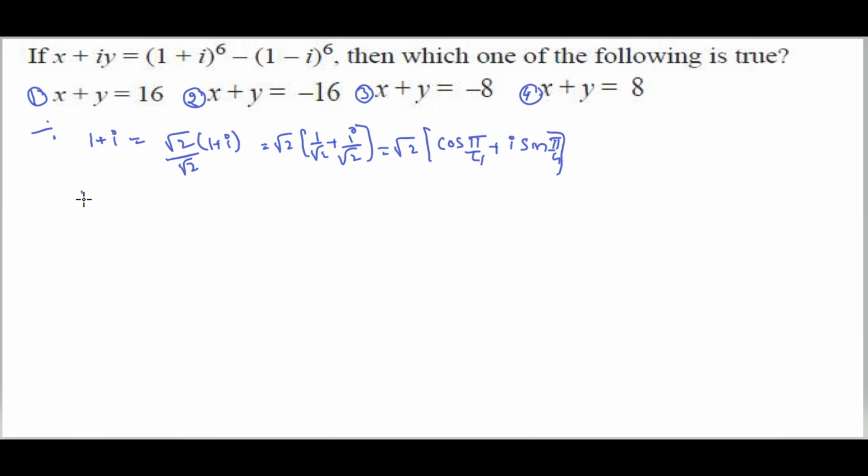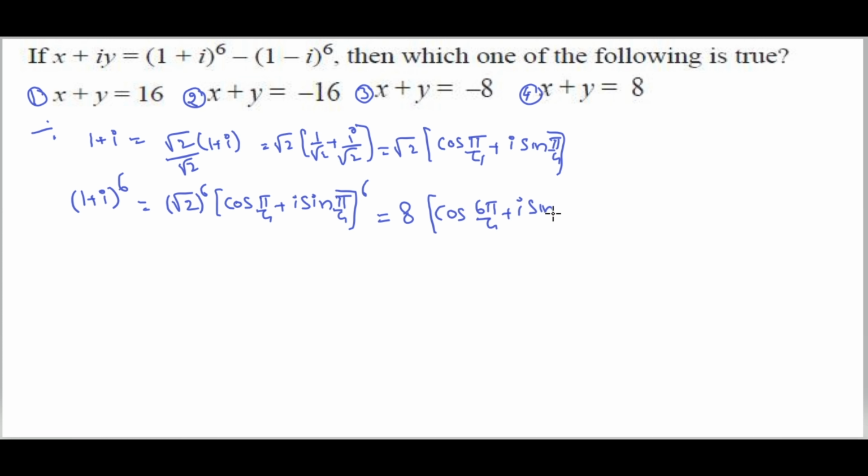Now (1 plus i) whole to the power of 6 is equal to root 2 power 6 into (cos pi by 4 plus i sin pi by 4) whole to the power of 6. So root 2 power 6 means 2 cube, that is 8, and applying De Moivre's theorem, cos 6 pi by 4 plus i sin 6 pi by 4, that is equal to 8 into cos 6 pi by 4.